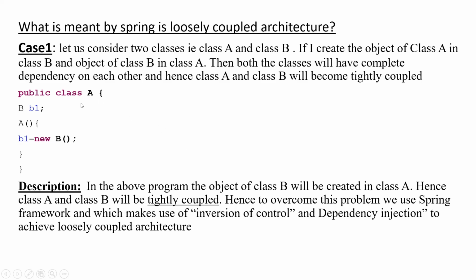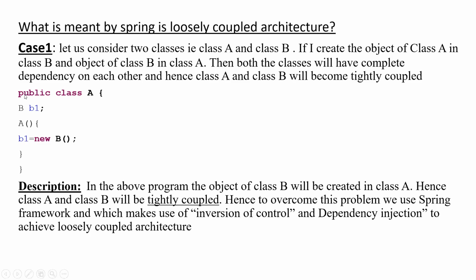This problem we will get in core Java, because every time there may be a situation to create an object of class A in some other class, for example an object of class A in class C. Class A is depending upon B, B is depending upon A, and similarly these are depending upon A. There will be a complete dependency between classes.